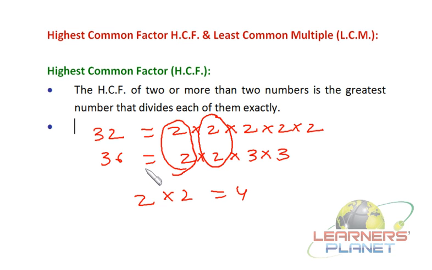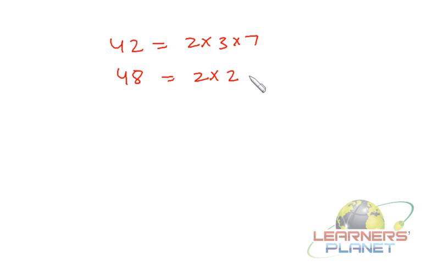Okay friends, so this is how the definition of HCF is discussed. Let me take one more example. Suppose I have a number 42 and the other number is 48. Now what are the factors of 42? That is 2 into 3 into 7, that is 6 sevens are 42. And what are the factors of 48? That is 2 into 2, that is 4, 2s are 8, 2s are 16, into 3.